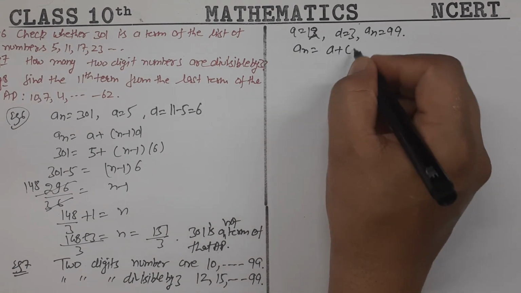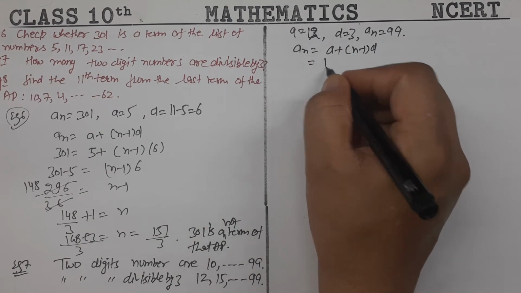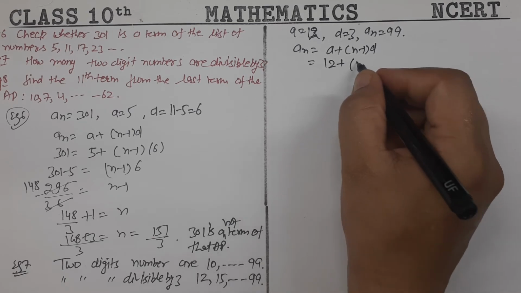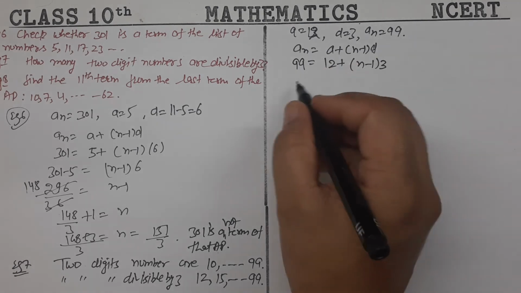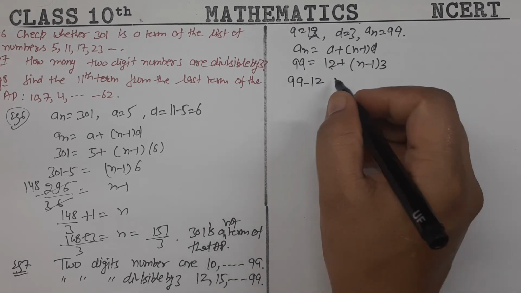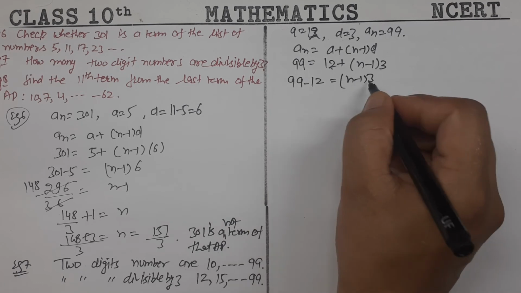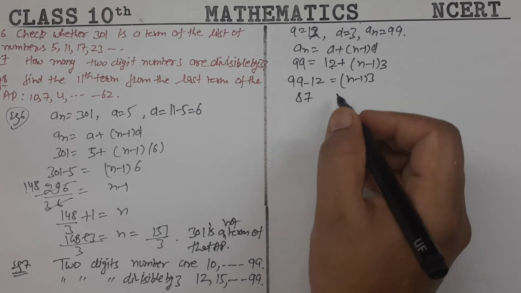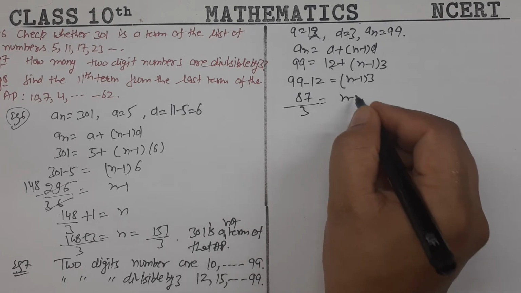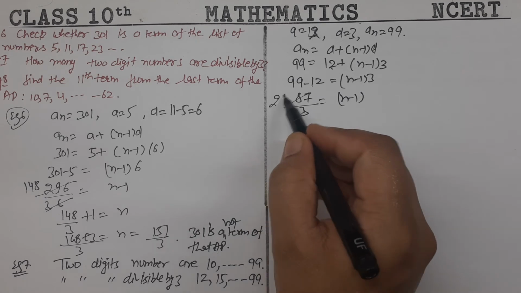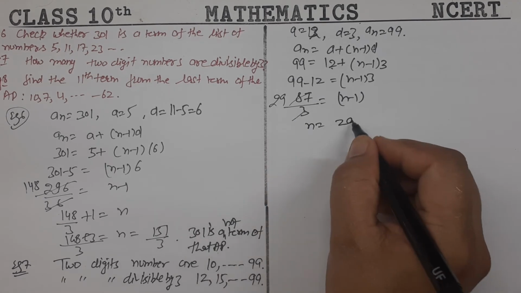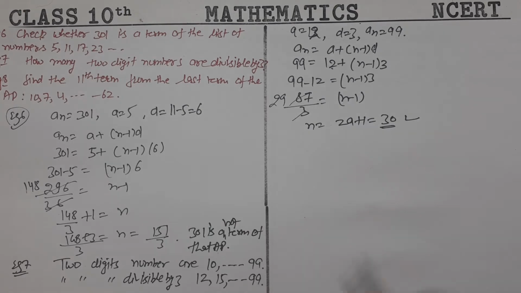Apply formula. A is 12, N minus 1, D is 3, AN is 99. Solving, 12 comes to the left hand side. Subtract, 87 by 3 equals N minus 1. Cancel. N is 29 plus 1 makes 30. There are a total of 30 two-digit numbers which are divisible by 3.